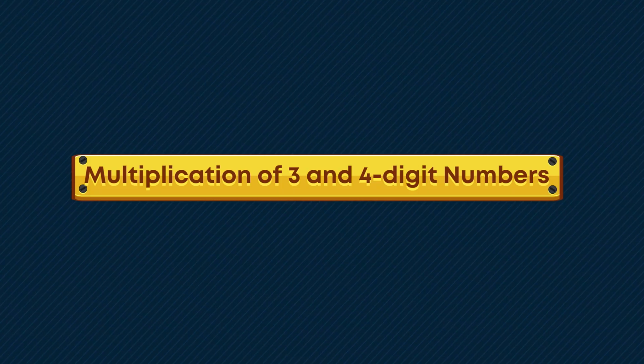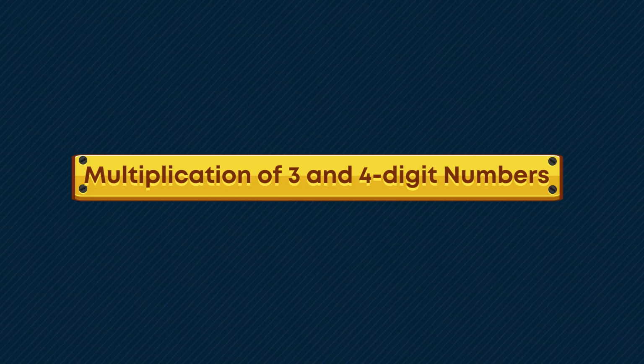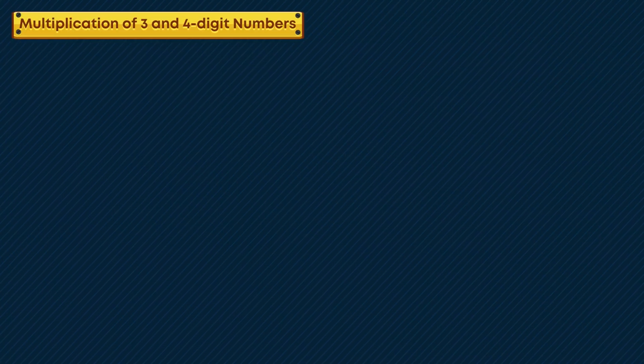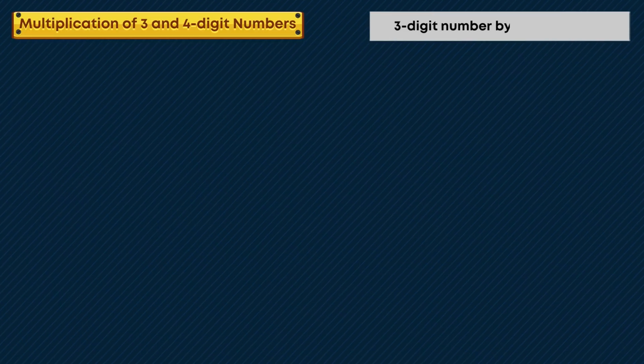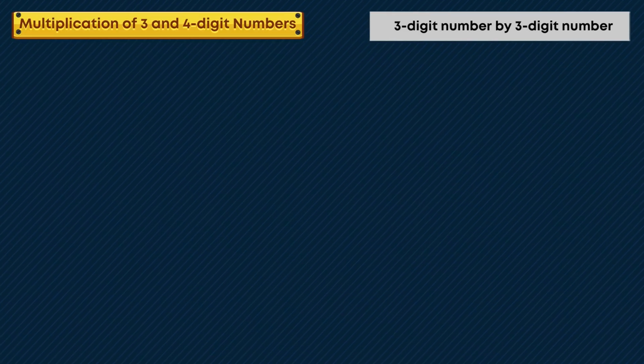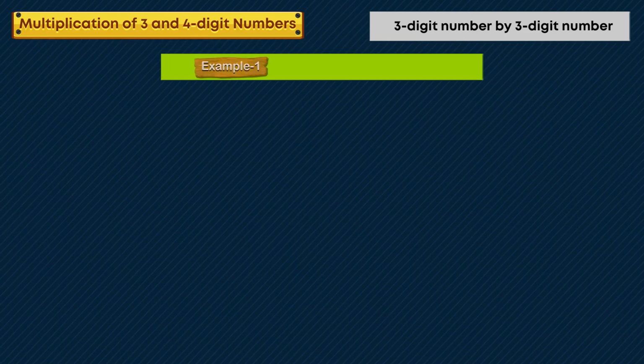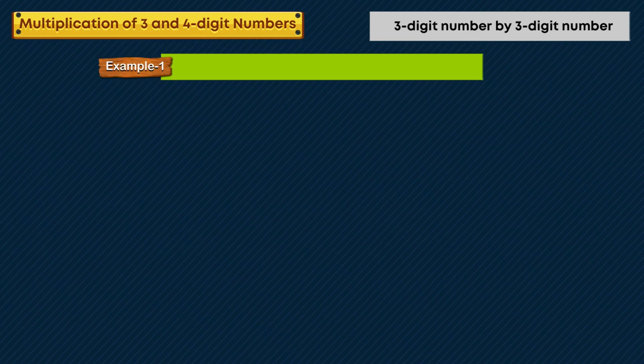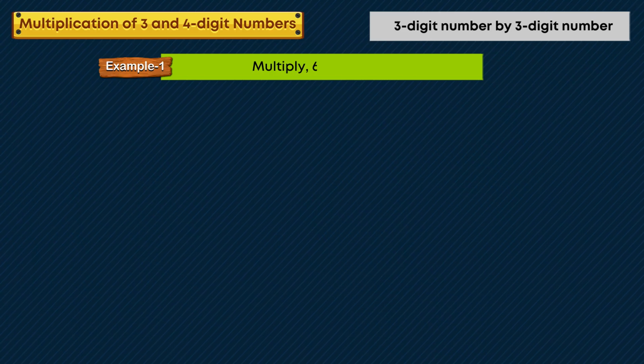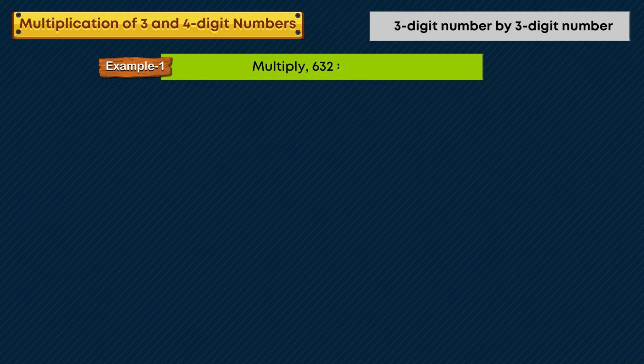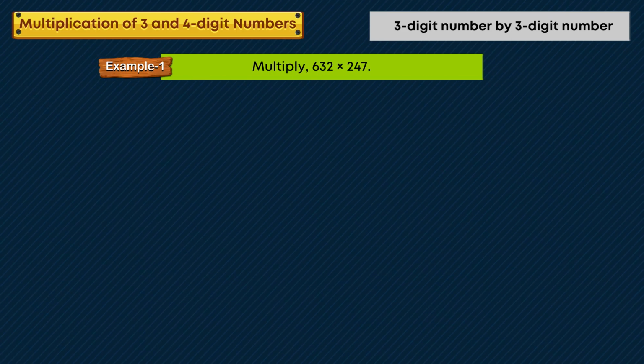Multiplication of 3 and 4-digit numbers. 3-digit number by 3-digit number. Example 1. Multiply 632 into 247.